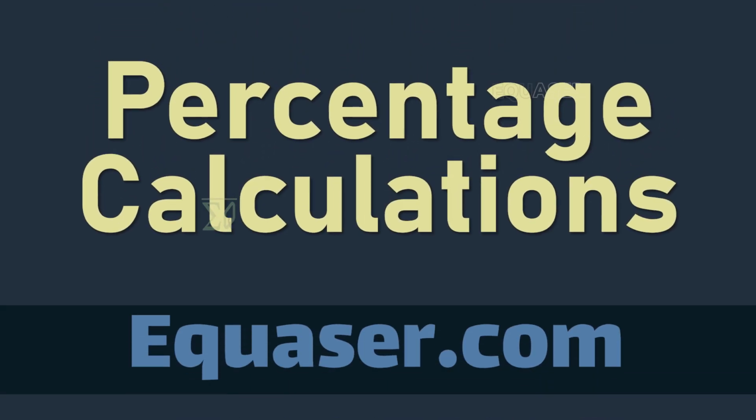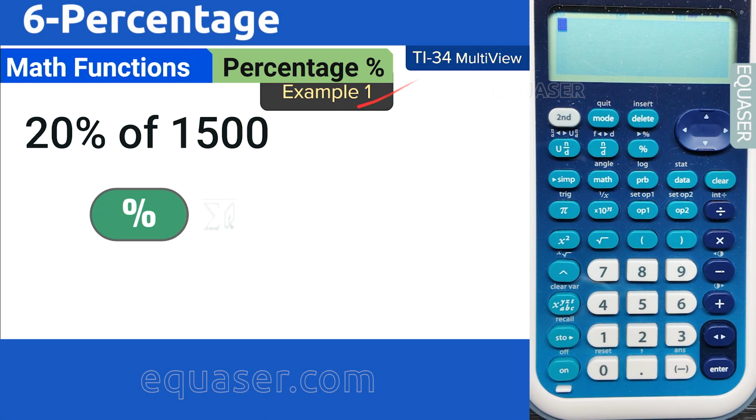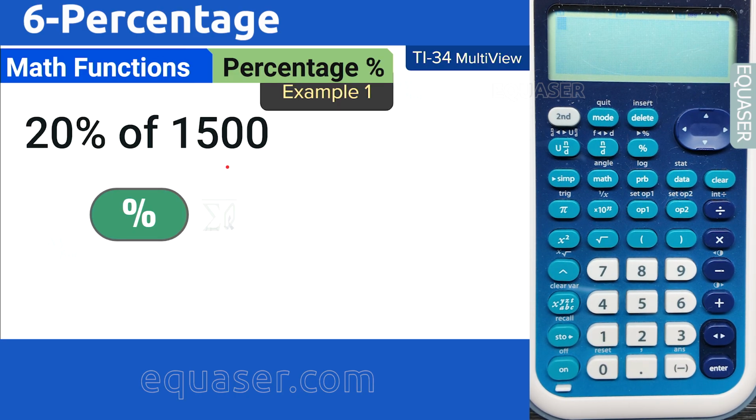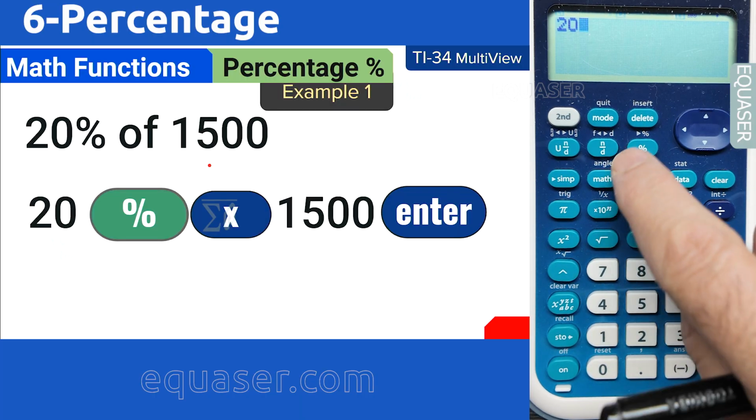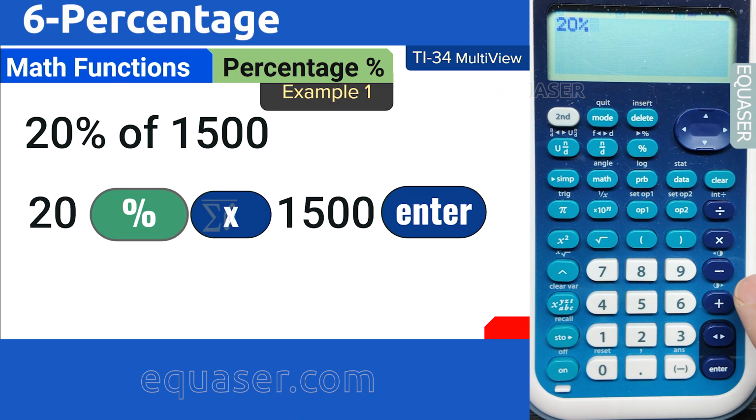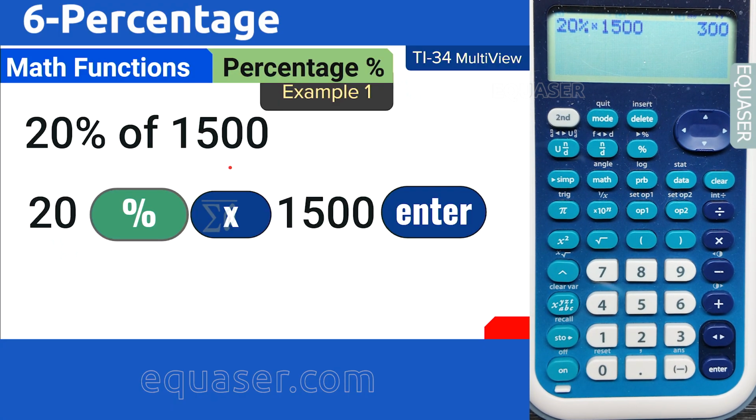Now let's do percentage calculation with this calculator. There are 3 main ways that a percentage question will be asked. The first would be, what is 20% of 1,500? So you type 20%, this is a button, times 1,500, and enter. This is the answer. We got 300.